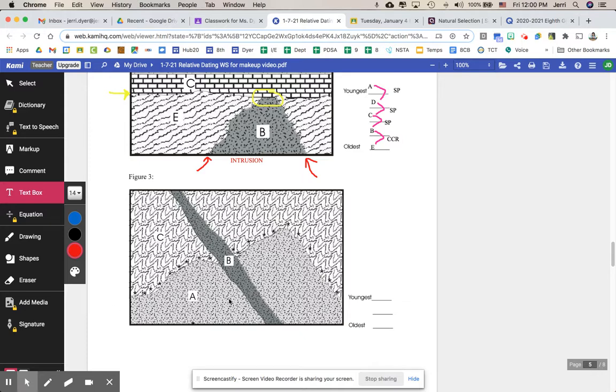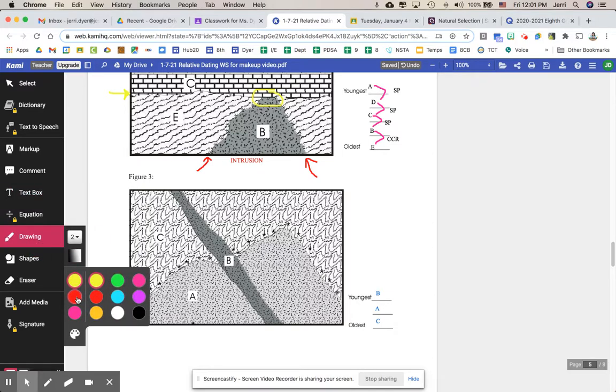Figure 3 is a little bit more complex. What's the order that you think this happened in? Okay, so here is the order. C is the oldest, followed by A, and then followed by B. So we see again, right here, that we have a zone of contact metamorphism. So that's going to tell us that this layer, which is layer C, had to be present first.